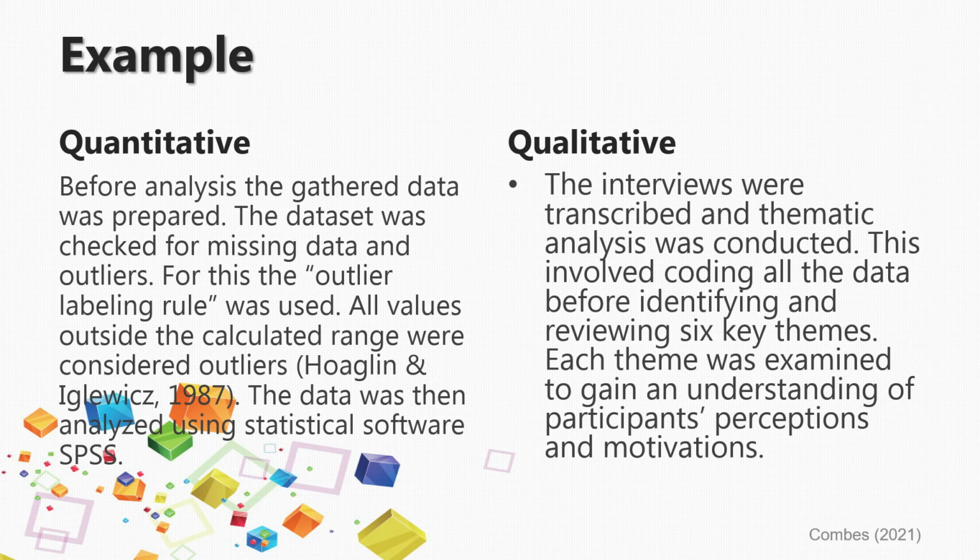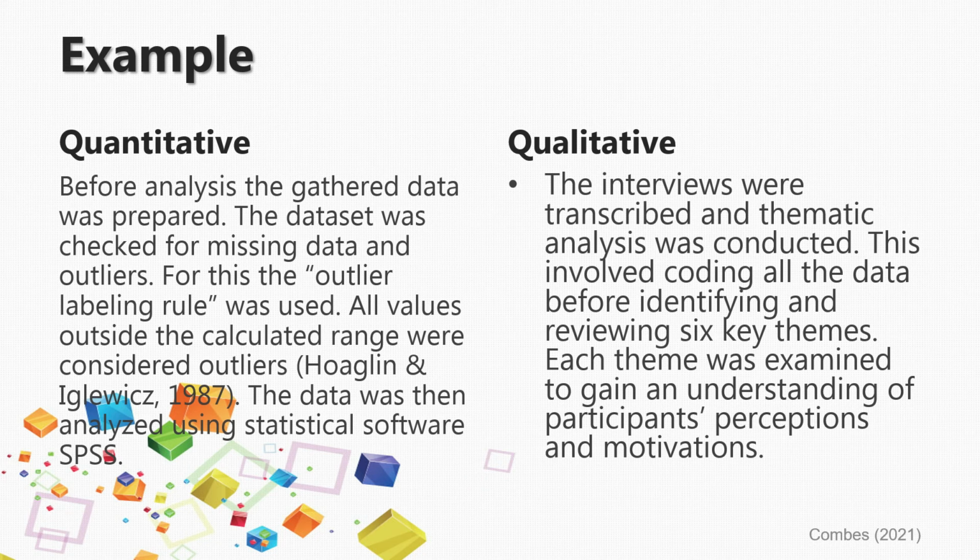So for the quantitative, before analysis, the gathered data were prepared. The data set was checked for missing data and outliers. For this, the outlier labeling rule was used. All values outside the calculated range were considered outliers. The data was then analyzed using statistical software, SPSS. Okay? If it's qualitative, it might sound something like this.